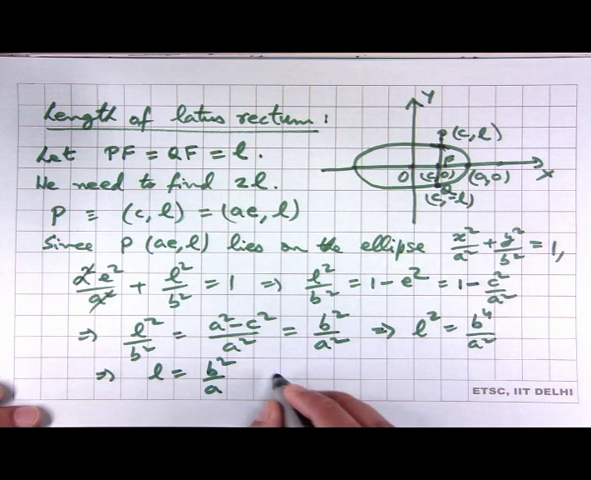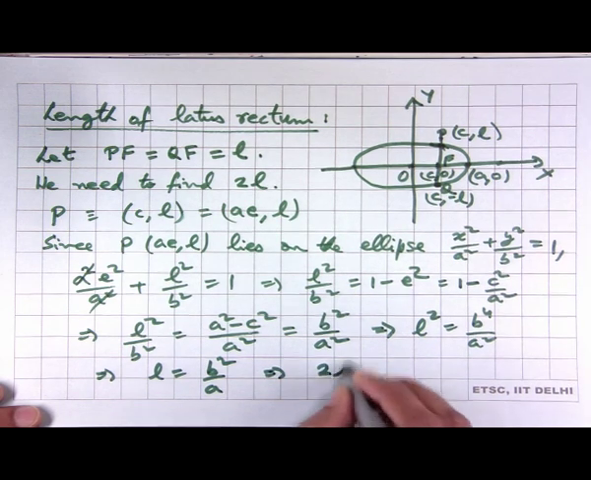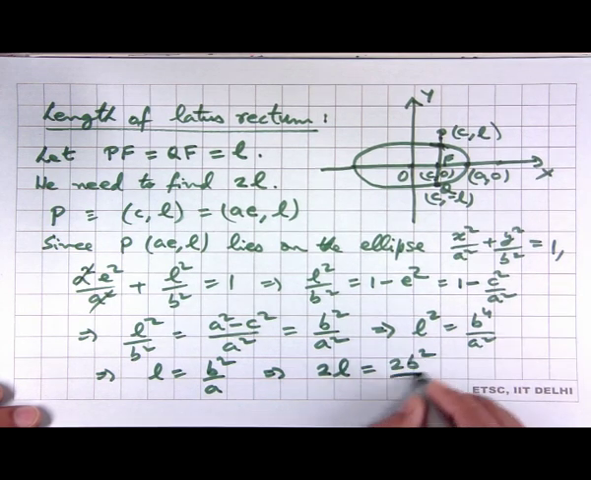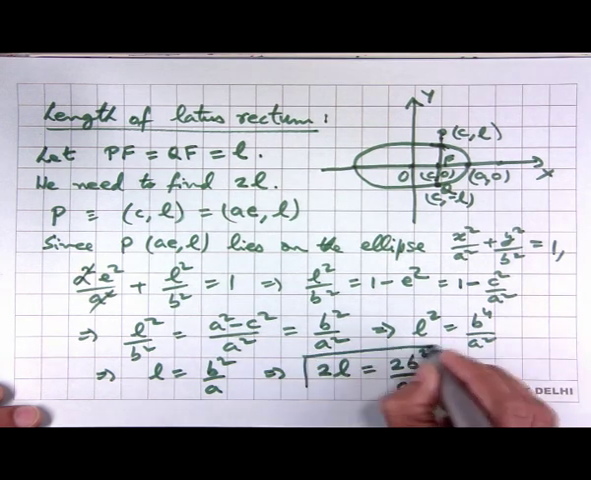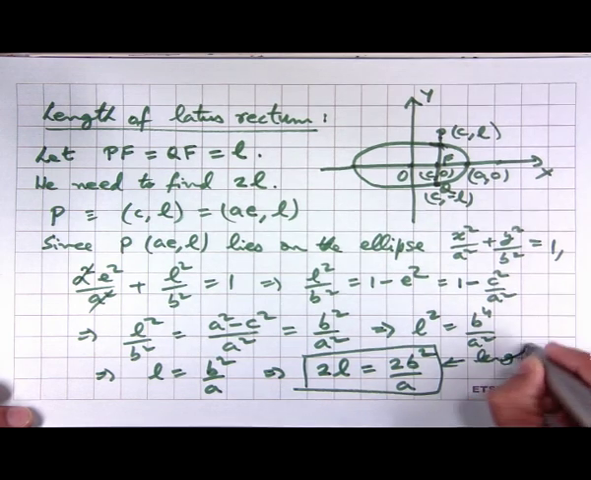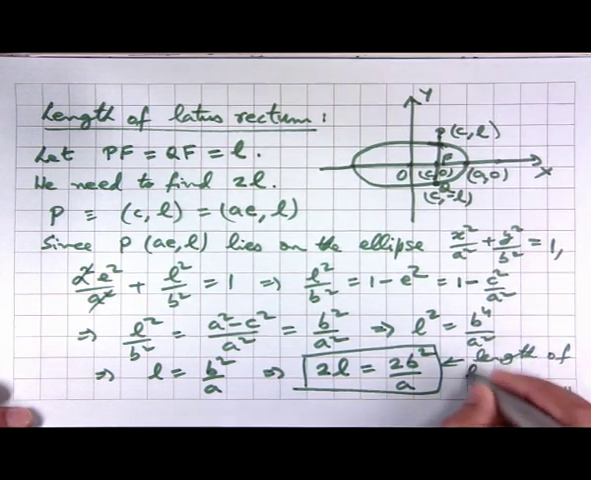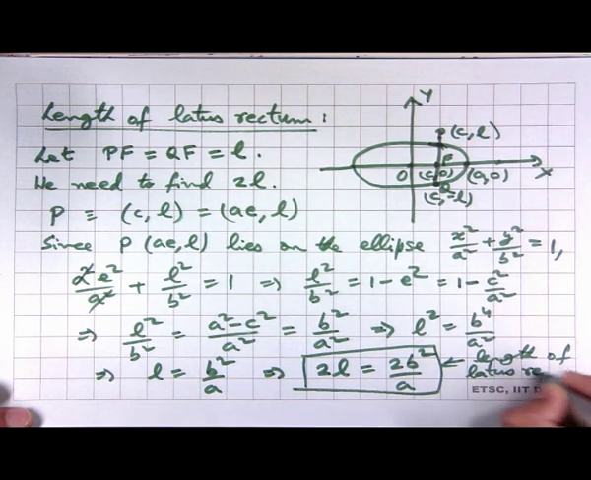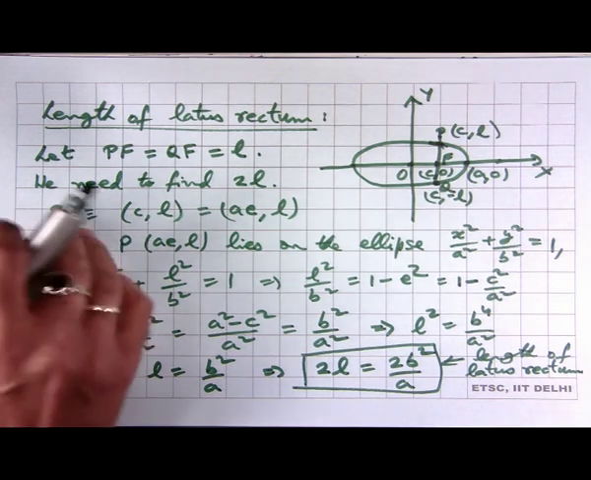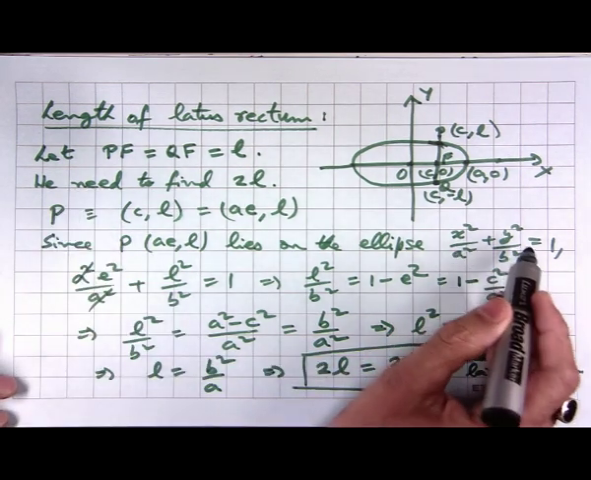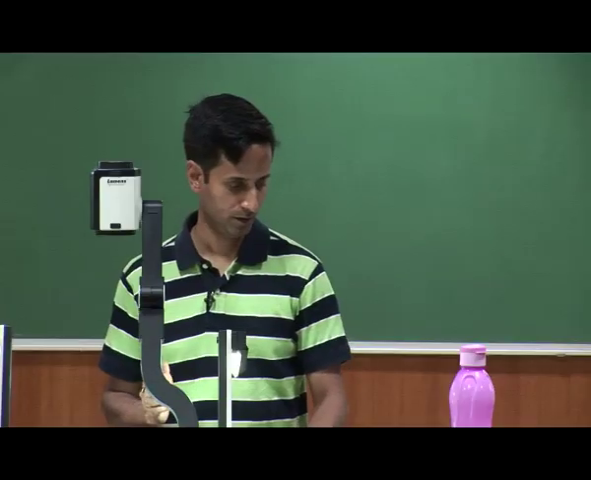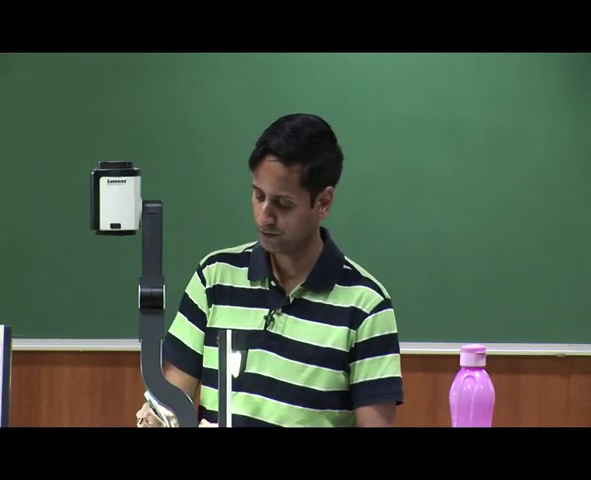So, 2l is the length of the latus rectum, this is equal to 2b square by a. This is the length of latus rectum. So, length of latus rectum for an ellipse x square by a square plus y square by b square equal to 1 is 2b square by a. Now, let us discuss some problems.